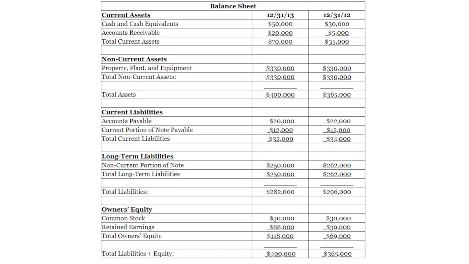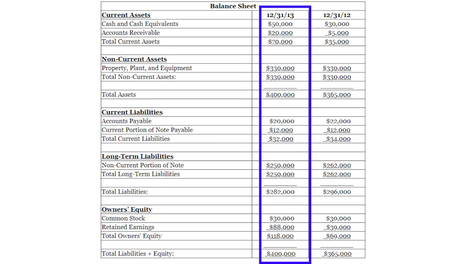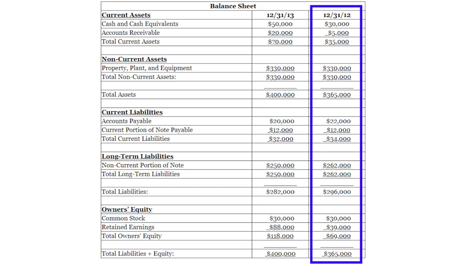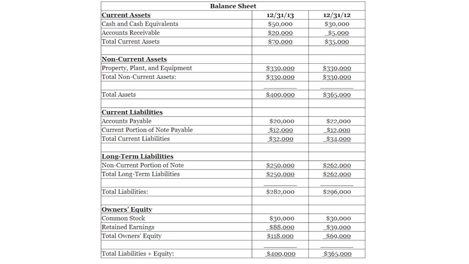Multiple period balance sheet. What you often see when looking at a published financial statement is a balance sheet, such as the one you see right now. You have two columns. One column shows the balance as of the end of the most recent accounting period, and the adjoining column shows the balance at the end of the prior period.